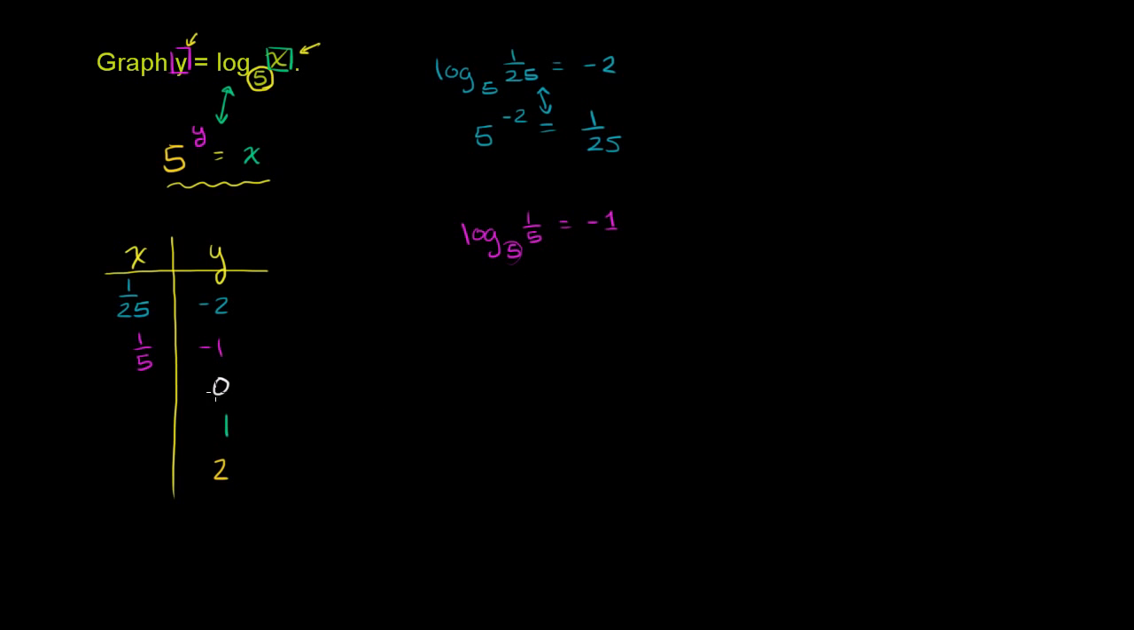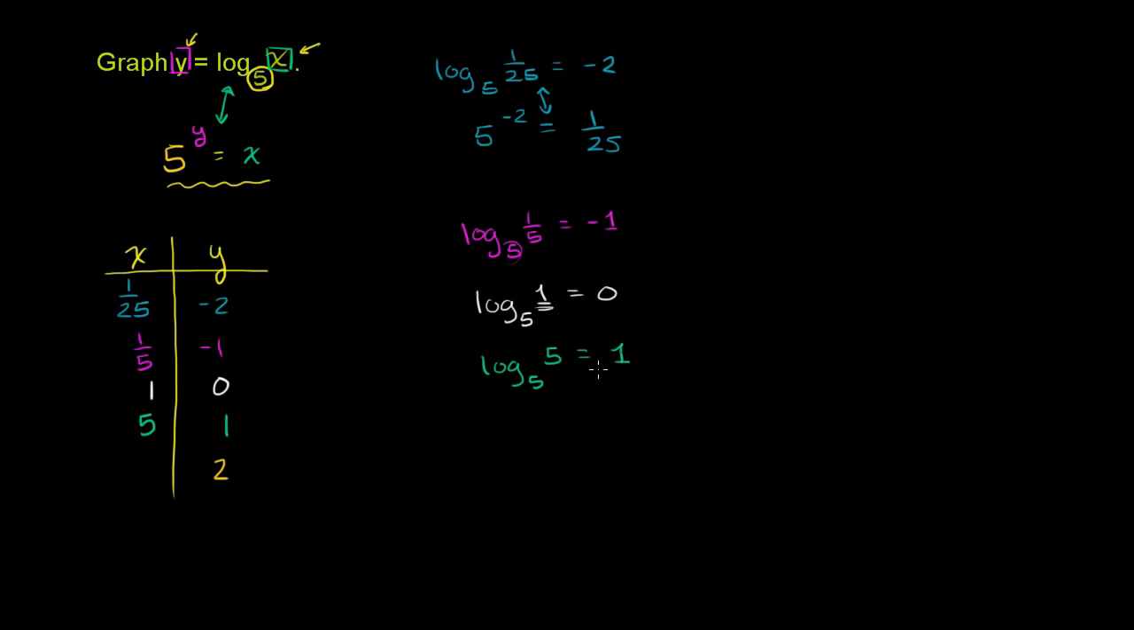Here, what happens when I take 5 to the 0th power? I get 1. And so this relationship is the same thing as saying log base 5 of 1. What power do I have to raise 5 to get 1? Well, I just have to raise it to the 0th power. Let's do the next two. What happens when I raise 5 to the first power? Well, I get 5. So if you look over here, that's just saying, what power do I have to raise 5 to get 5?